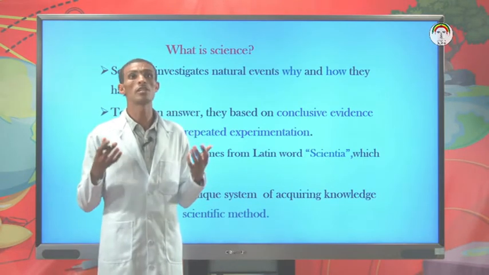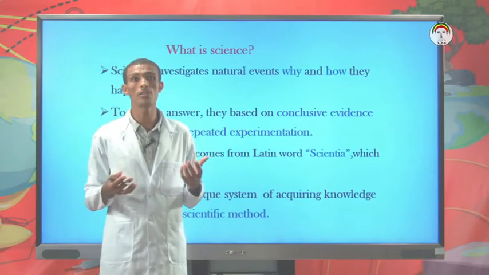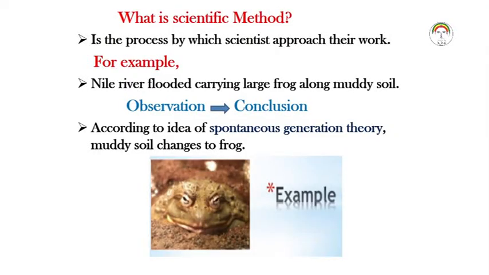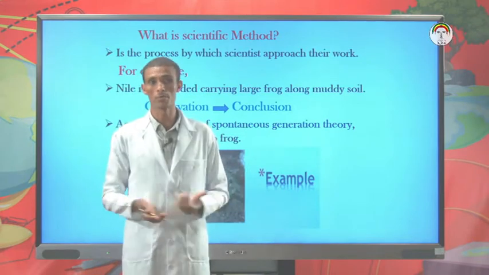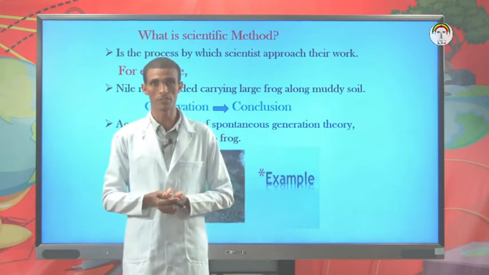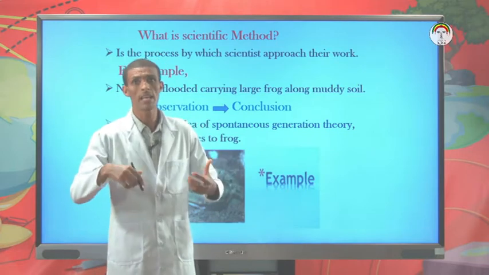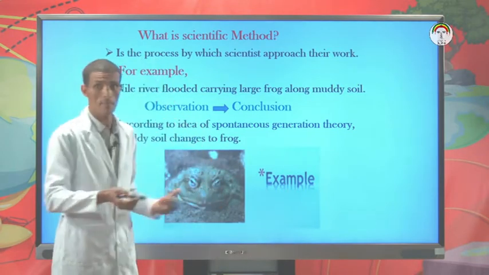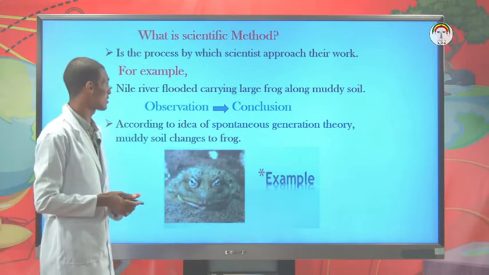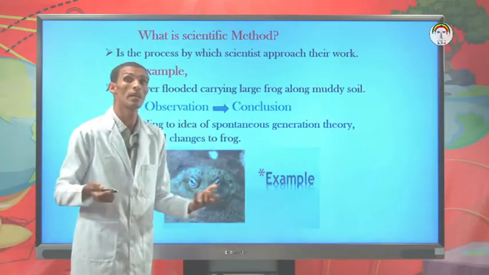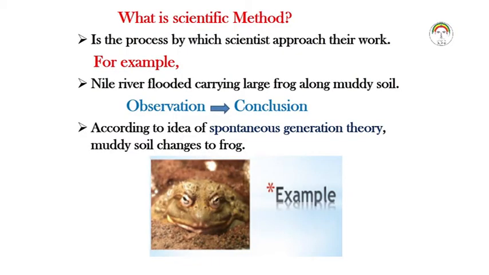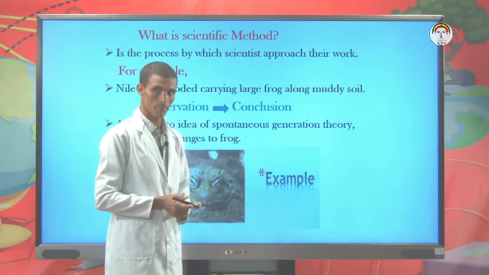Yes, it is a process by which scientists, biologists approach their work. For example, in ancient science, people saw their surroundings and gave a conclusion directly from what they observed, without any experimentation. For example, if a certain river flowed having muddy soil, they would see a frog in that muddy soil. Then they concluded that the soil can give rise to a frog. This indicates that life can arise spontaneously, supporting spontaneous generation.